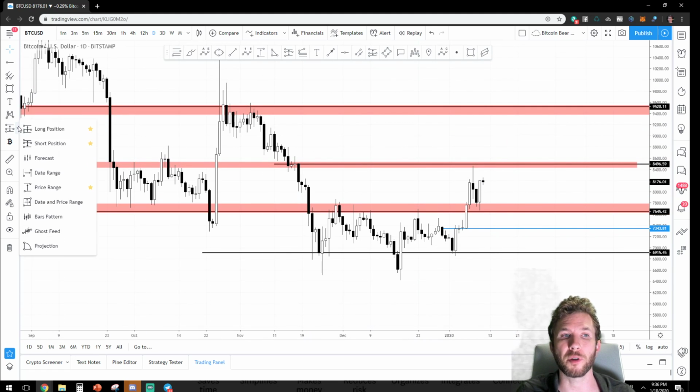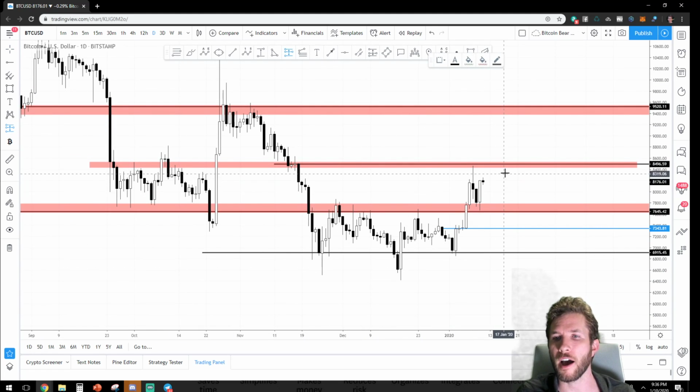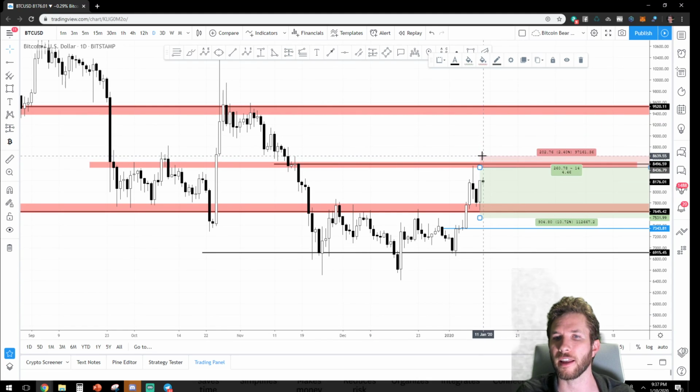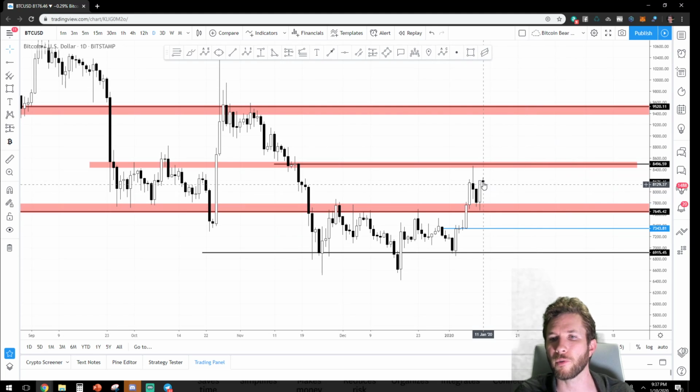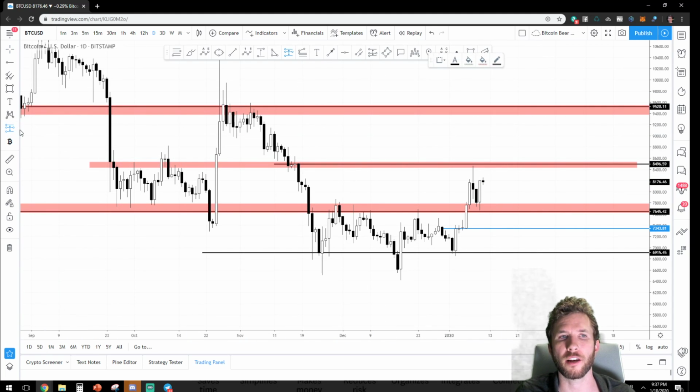The higher probability now, if you're not in a position, is to wait until maybe we test this supply zone again, and then we get a stop just above, and our take profit is again back down to this 7,600 level. Something like that. So then we get a 2.4 RR trade.